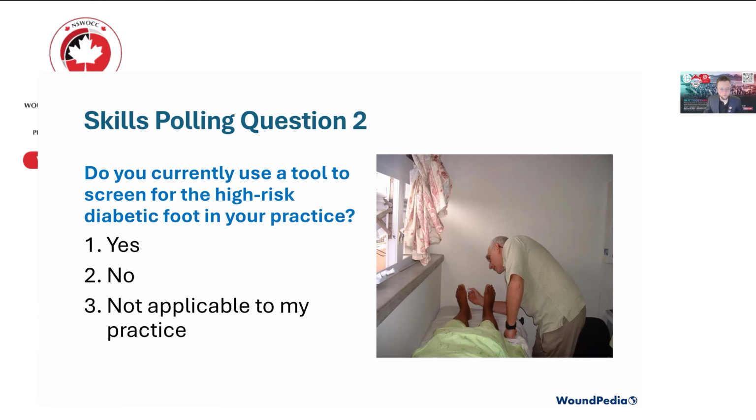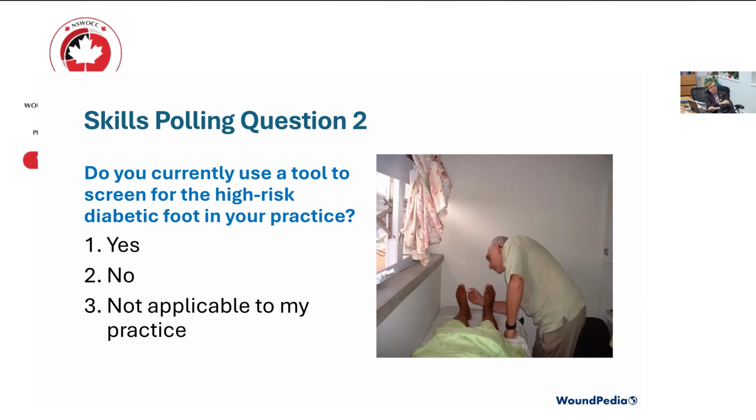Alrighty, well, lots of participation there. You should see the results. 53% saying yes, 32% saying no, and 15% saying not applicable. And I think it's interesting, and congratulations to the over 50% that have done it. And I want to show you a simplified version of a tool.